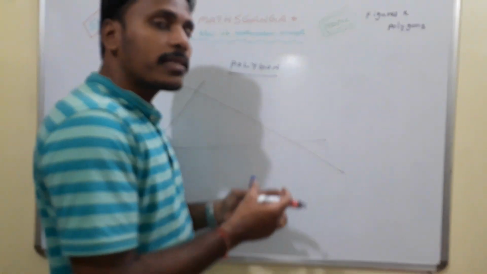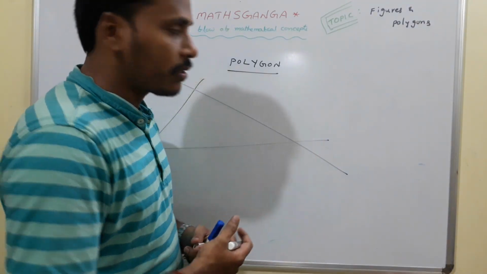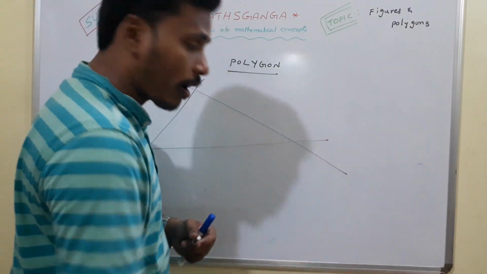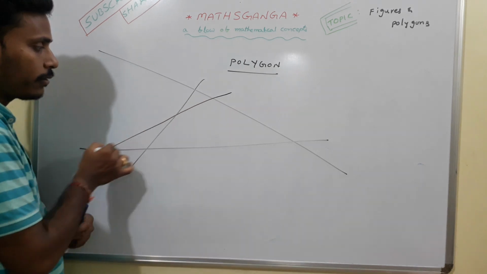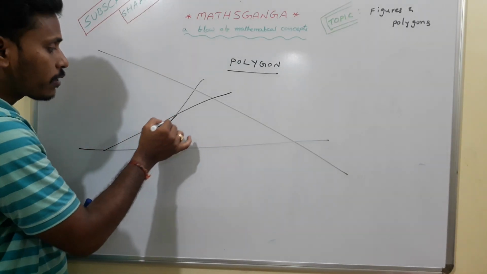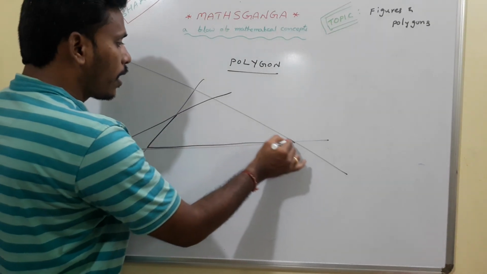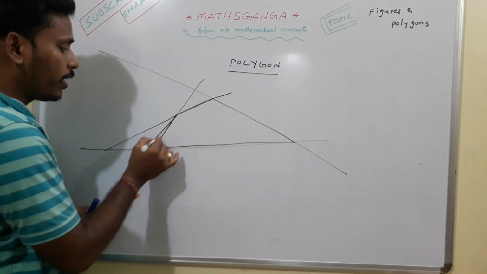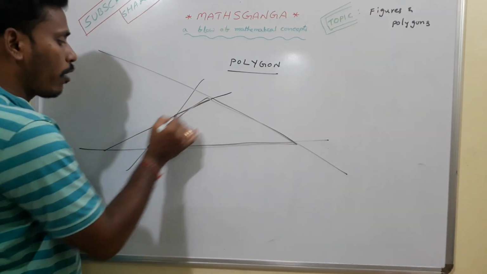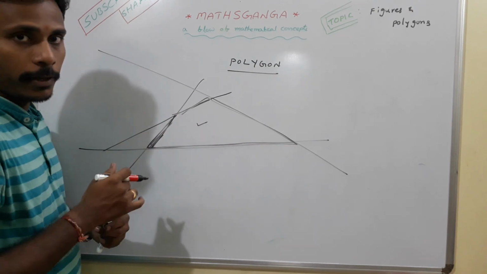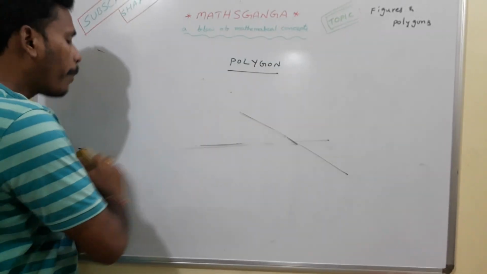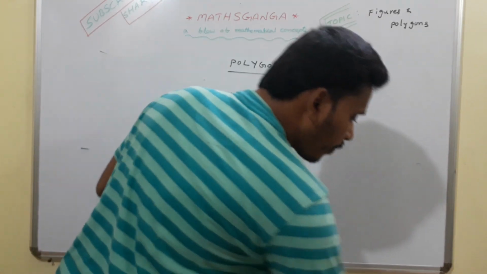For example, a plane figure bounded by four lines. These are three lines, and if I draw a fourth line, see, these four lines will make this region. A plane figure bounded by four lines is called what? A quadrilateral, specifically. And in general, a polygon is nothing but a plane figure bounded by n lines.